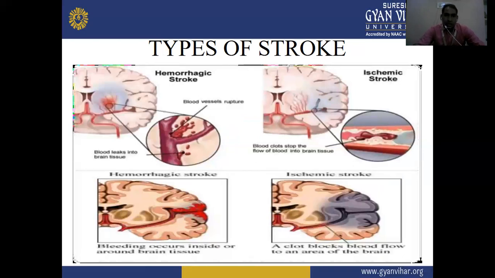Types of stroke, hemorrhagic stroke and ischemic stroke. In hemorrhagic stroke, blood vessels are ruptured and blood leaks into the brain tissues, with bleeding occurring inside or around brain tissues. In ischemic stroke, a blood clot stops the flow of blood into brain tissues, and a clot blocks blood flow to an area of the brain.